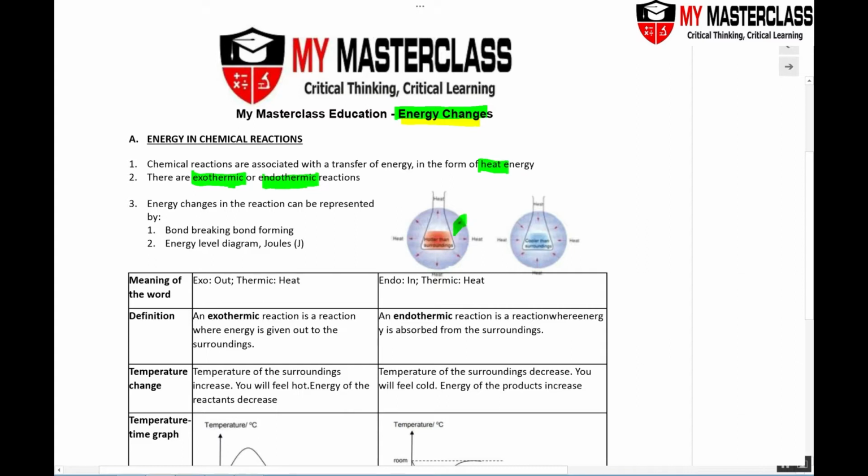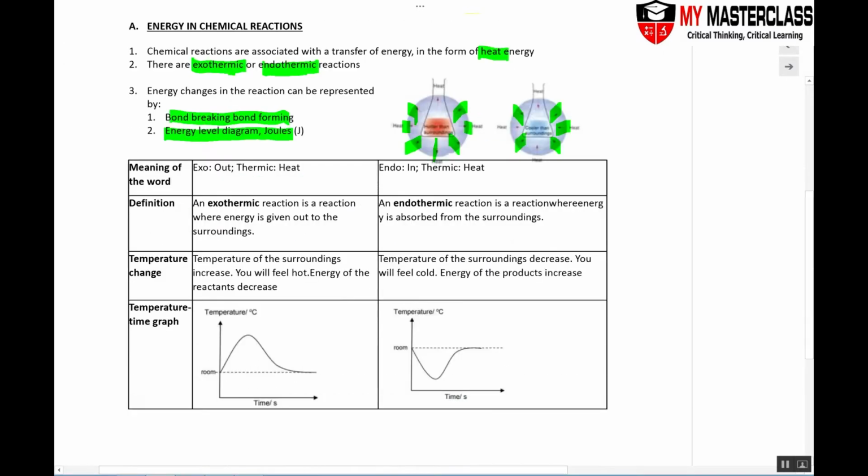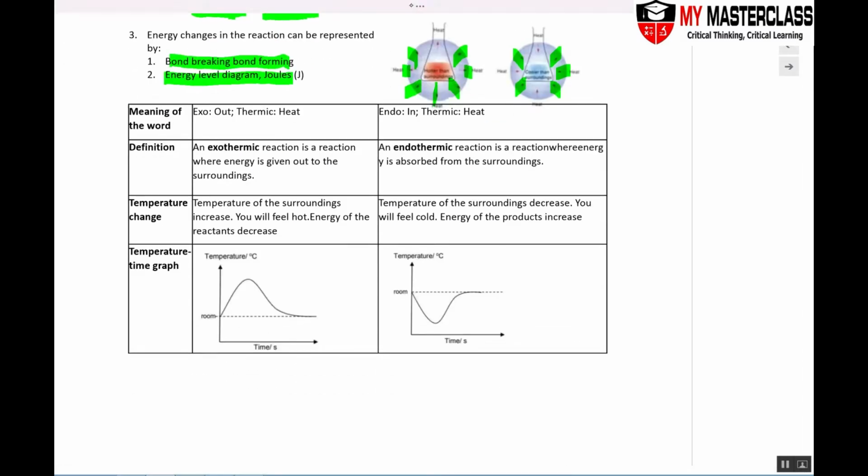For exothermic, you can see that heat energy is radiated out to the surroundings. If you touch the test tube, you will feel hot. For endothermic, energy is being absorbed in, and if you touch the test tube, you will feel cooler. We also use bond breaking and bond forming, as well as energy profile diagrams and energy level diagrams, to describe these two types of reactions, and we will look at them in more detail in the next few parts.